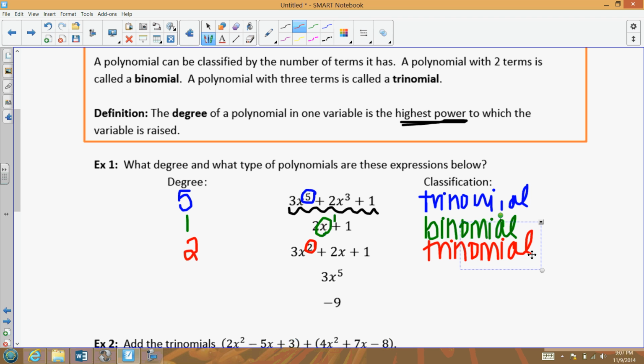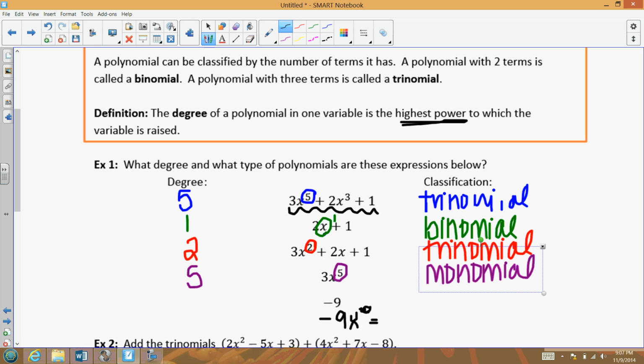And this next one is just 1 term, so this would be a monomial. And the highest power would be 5, so it's a degree 5. And the last one, -9. So -9, really, if you wanted to think of this with an x value, it would really be -9x to the 0 power, because anything raised to the 0 is just going to equal 1. So this is the same thing as saying -9 times 1, which is just -9. So we would say that this is a degree 0.